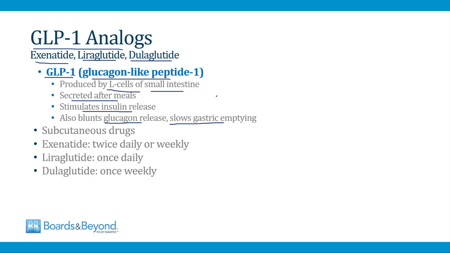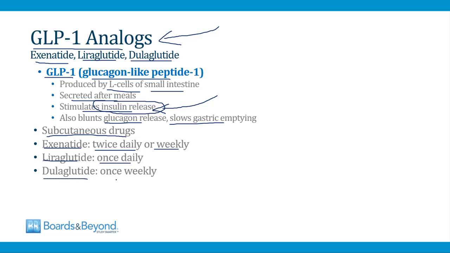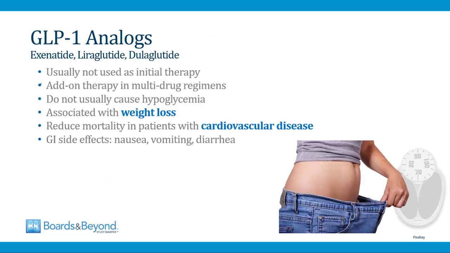But because GLP-1 stimulates insulin release, these drugs can function as GLP-1 analogs. They mimic the effect of GLP-1 and they boost insulin release from the pancreas, and that's why these drugs work in patients with diabetes. The GLP-1 analogs are subcutaneous drugs. Exenatide has a twice-daily form, but it also has an extended-release form that can be given once per week. Liraglutide is administered once daily, and dulaglutide is administered once per week.